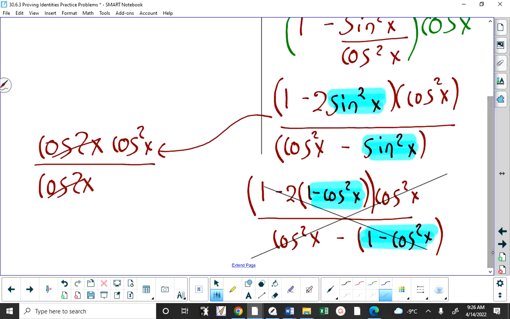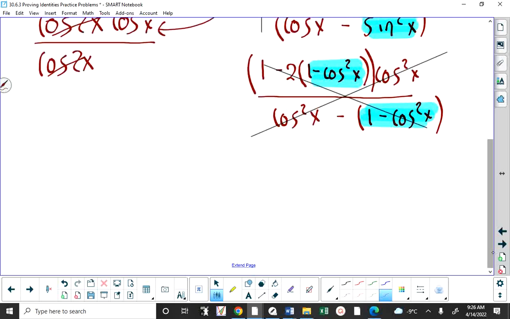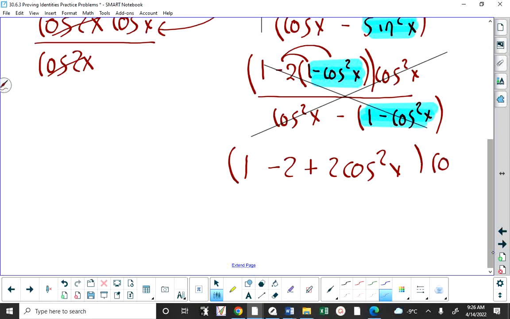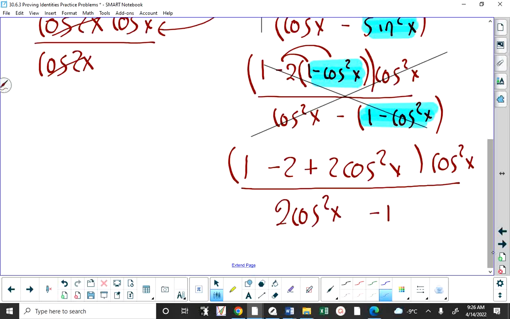I don't know what would happen if you pursued this further. I suspect, well, we're so close to being done. If I expand the top, I have 1 minus 2 plus 2 cos squared x, so I'm just multiplying that negative 2 through. And then I have times cos squared of x. On the bottom, I have cos squared of x minus negative cos squared of x, which is 2 cos squared of x, and then I have minus 1. This is the same as this, so they cancel.